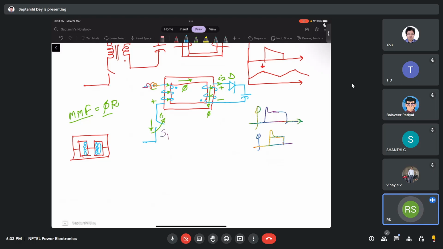The magnetizing inductance, is that proportional to the permeability of the core? Yes, magnetizing inductance basically, suppose you have a transformer, say you have two windings of a transformer, you remove one winding. Now what are you left with? You are left with one simple inductor. So whatever the inductance value, that is the magnetizing inductance.